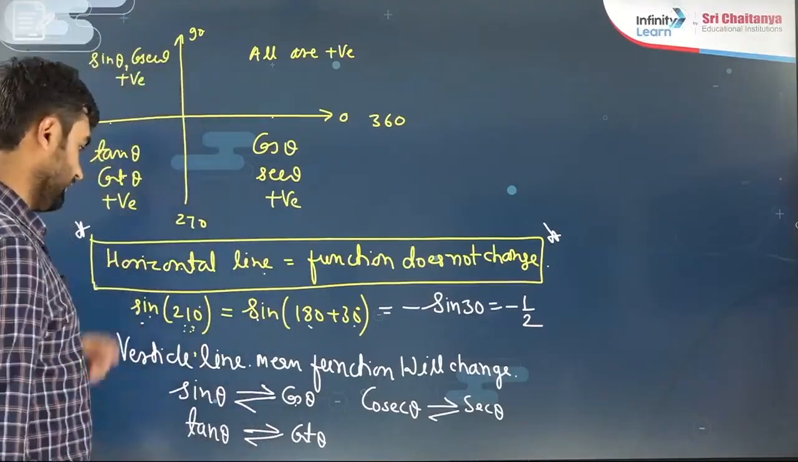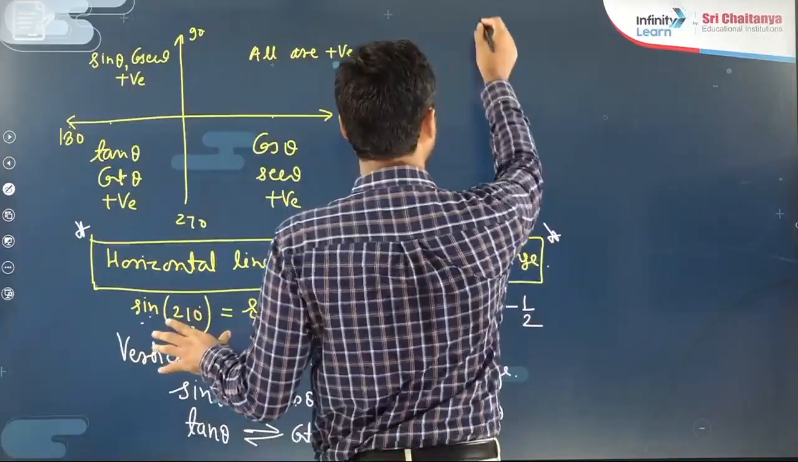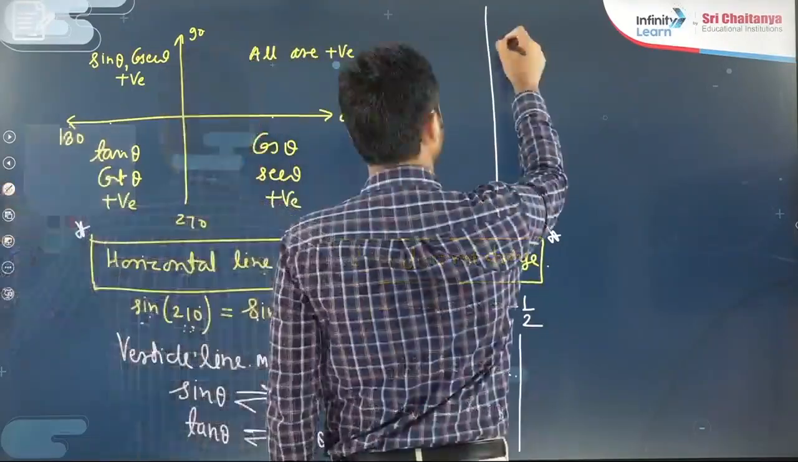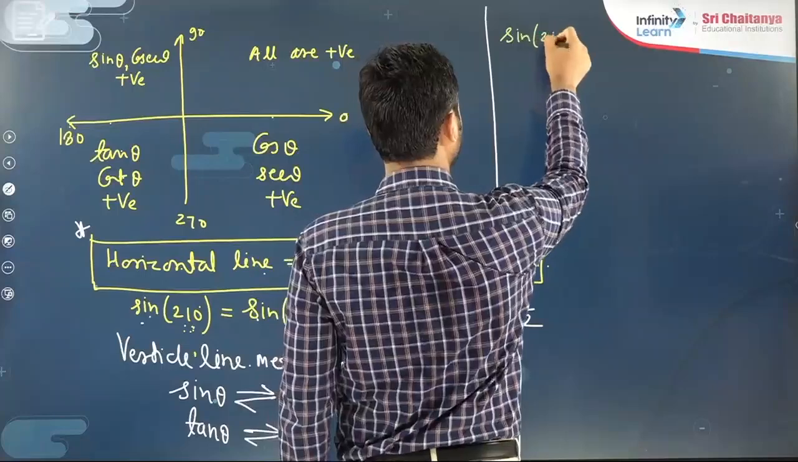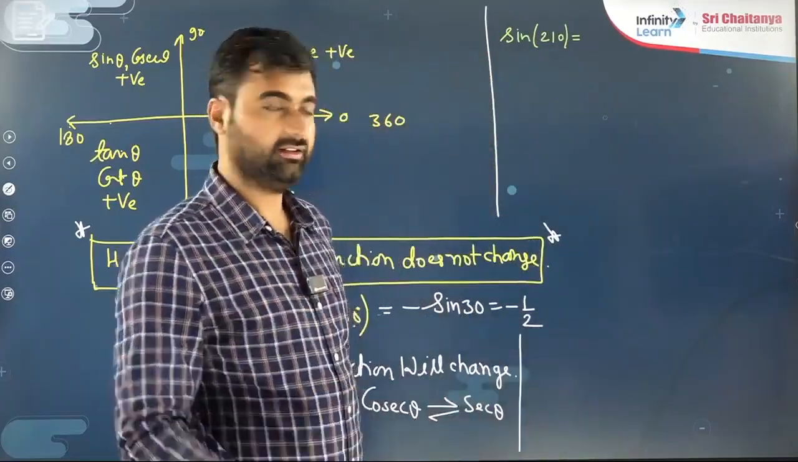Okay. Now the next example. Same angle, sin 210. Okay. This angle only we have to write. Sin 210. Now we are writing this sin 210 by using the vertical line.